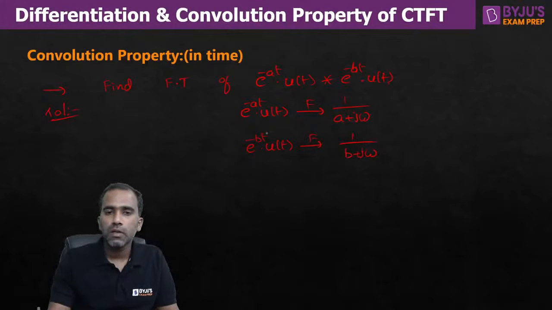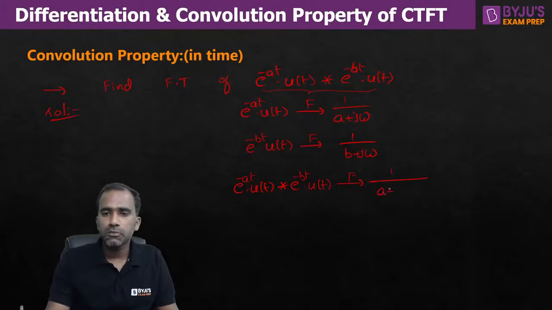Now, what are they asking us? They're asking us to find the Fourier transform of this convolved signal. When you do convolution of two signals in the time domain, the Fourier transform is the product of the corresponding Fourier transforms. Take the Fourier transform of this, take the Fourier transform of this, just multiply. It's 1 by a plus j omega multiplied with 1 by b plus j omega. That's it.